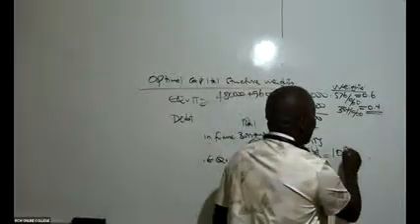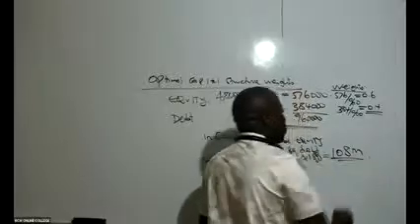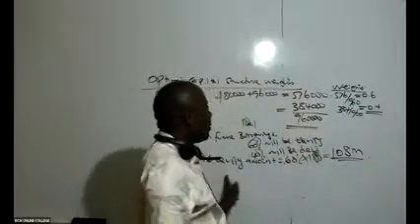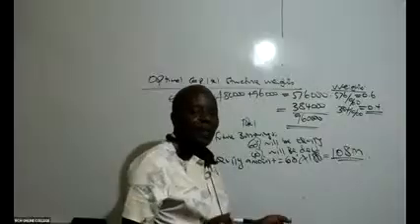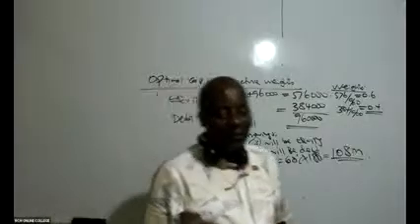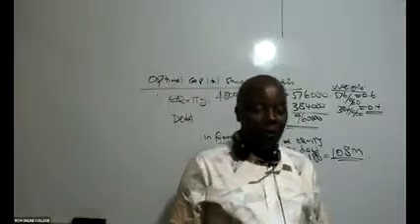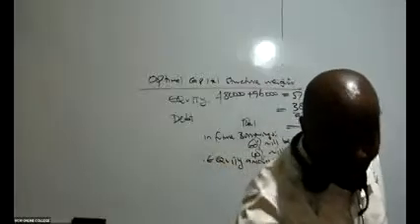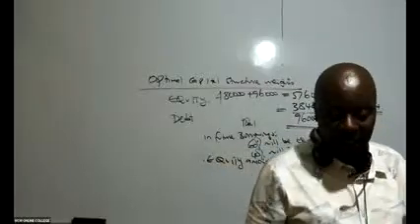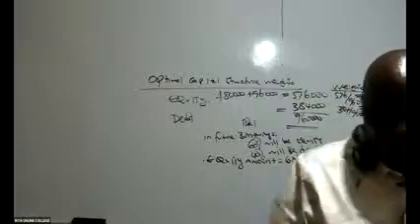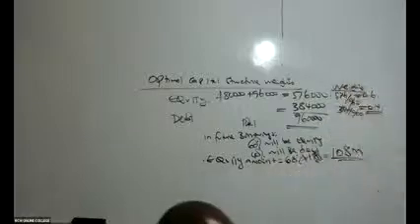108 million. Alafu sasa usianze kujifanya kama ni mjuaji. Wanza kusema ati na amount also from debt. You see, the examiner has not asked you about the debt amount. It is only the equity amount that the examiner has asked you to get.